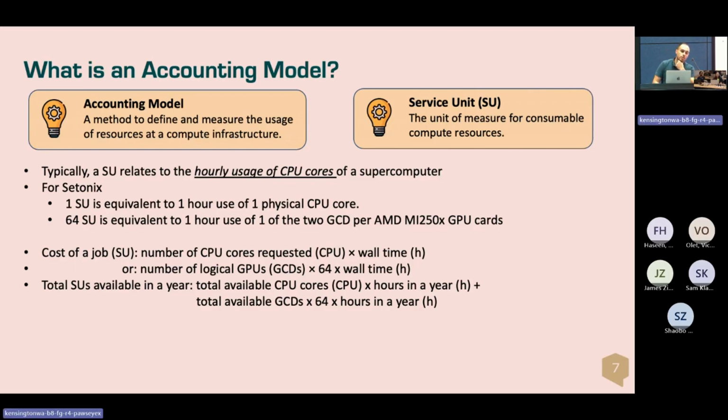Based on this definition, you can also compute how many service units you have throughout the year to divide across researchers. You multiply the total available CPU cores on Cetonix by the hours in a year, and you get the service unit allowance for the CPU partition. Then you have the total available GCDs multiplied by 64 multiplied by hours in a year, and you get the total amount of service units on the GPU that you can distribute across projects.